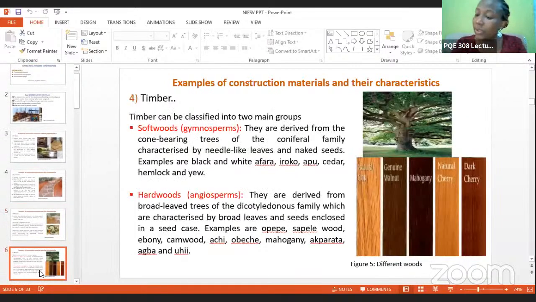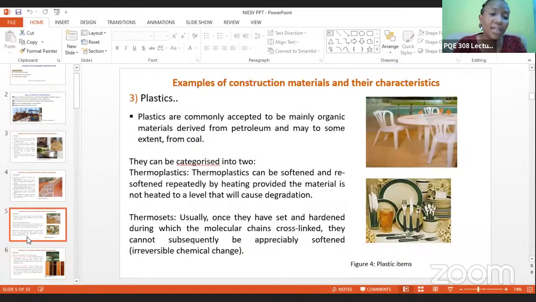Before I leave plastic, let me say some things about plastic. They are reasonable in cost, not too costly, and highly resistant to corrosion. They are lightweight, however, they are tough. They can be easily molded into different and complex shapes, and they have low maintenance requirements. So we've talked about thermoplastics and we've talked about thermosets.